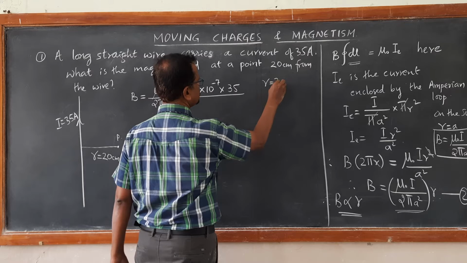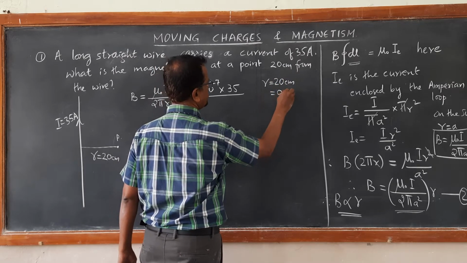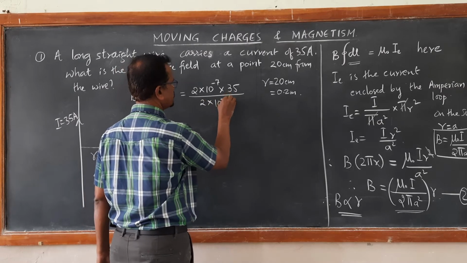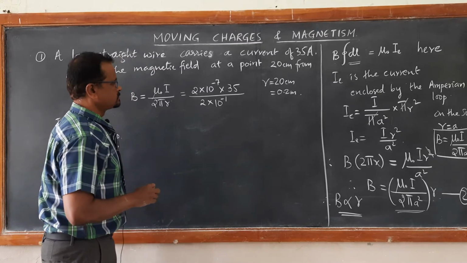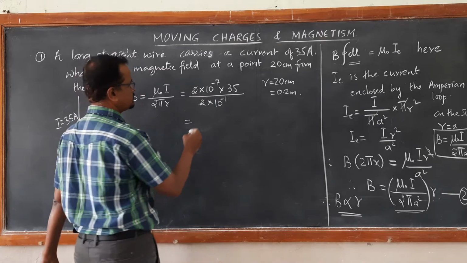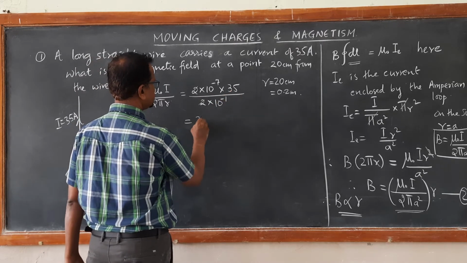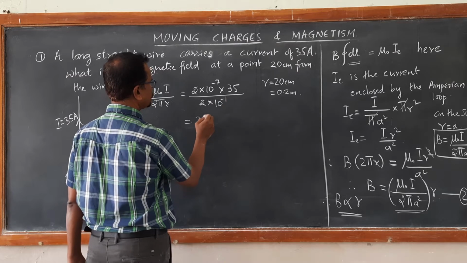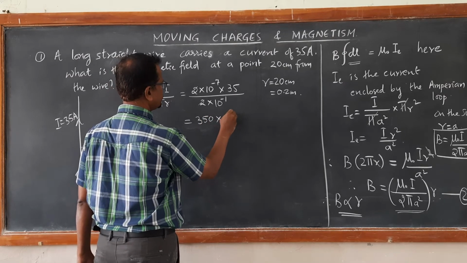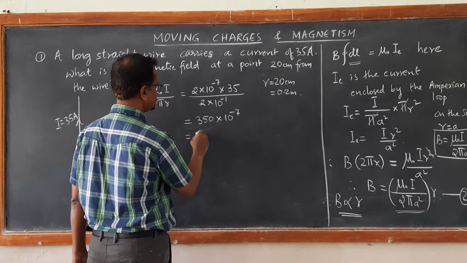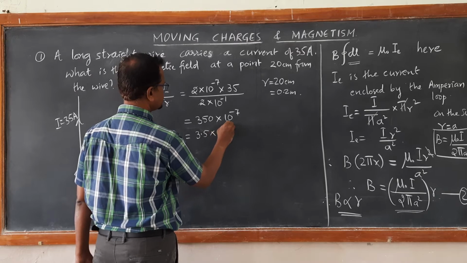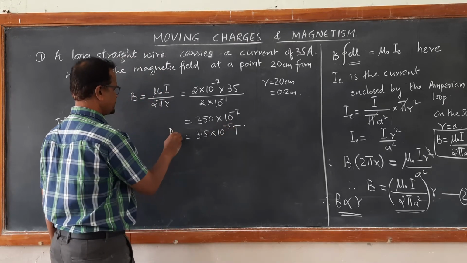Here R is 20 centimeter, which can be written as 0.2 meter. So, this can be written as 2 into 10 raised to minus 1 meter. So, 2 cancels. So, problem becomes very simple. 0.1, so 0.1 can be written as 350 into 10 raised to minus 7, or 3.5 into 10 raised to minus 5 Tesla. This is the magnetic field at this point.